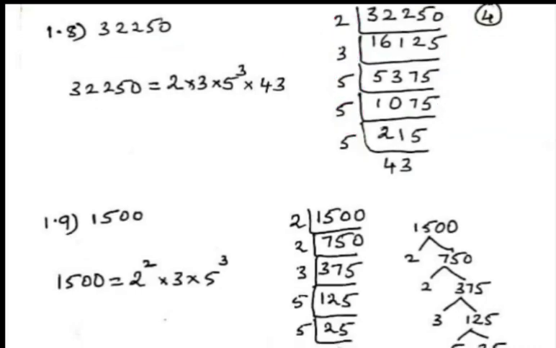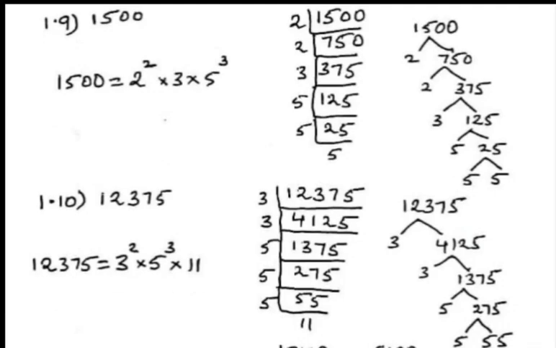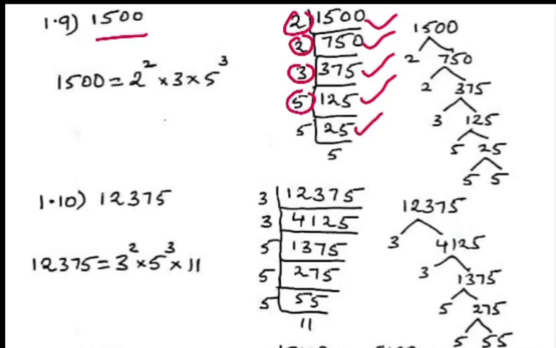Now we consider another problem, 1500. So 1500 is divided by 2, we get 750. 750 is divided by 2, we get 375. 375 is divided by 3, we get 125. 125 is divided by 5, we get 25. 25 is divided by 5, we get 5. So 1500 is expressed as 2 square multiplied by 3 multiplied by 5 cube.